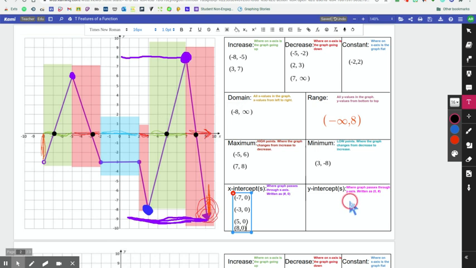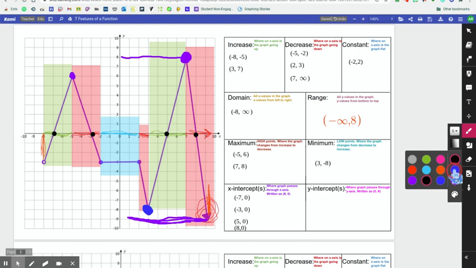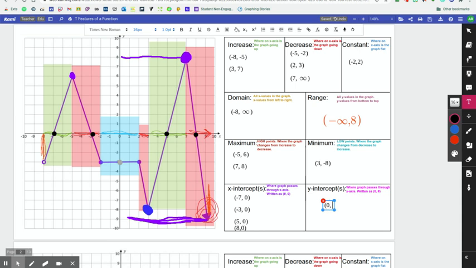So now we have to talk about our y-intercepts, where a graph passes through the y-axis. And that is written as 0, comma a number. So it's flipped. We're going to find this in gray. So I go down my y-axis here, and it passes through at this point right here in gray. What is that number it's passing through at? Beautiful. It is passing through at 0, comma, -3.